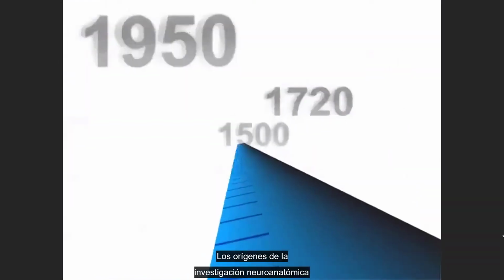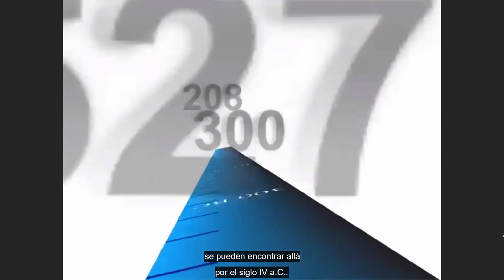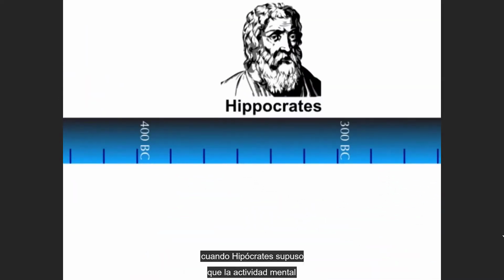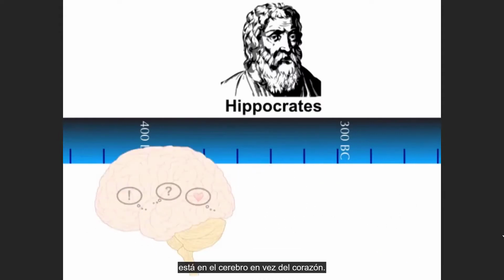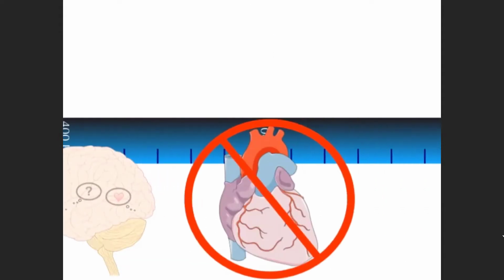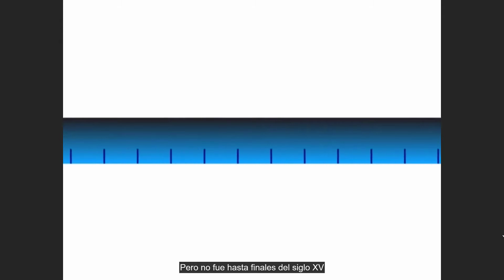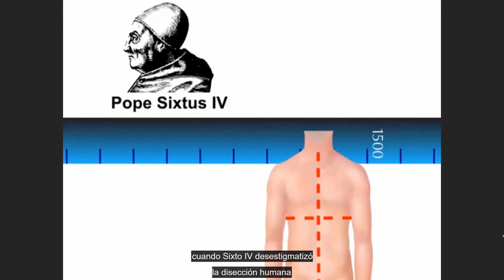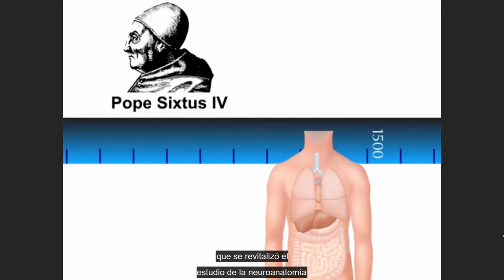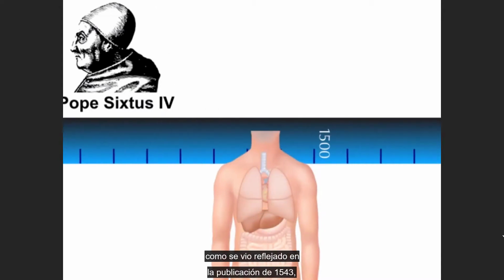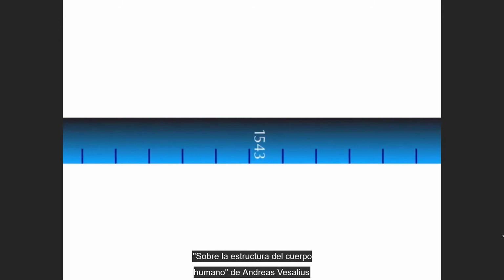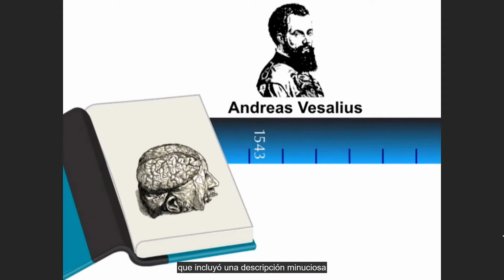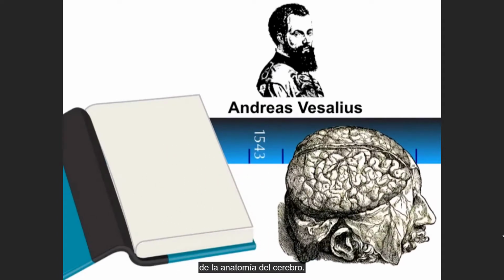The roots of neuroanatomical research can be traced back to the 4th century BC, when Hippocrates hypothesized that mental activity resides in the brain rather than the heart. But it was not until the end of the 15th century, when Pope Sixtus IV destigmatized human dissection, that the study of neuroanatomy was revitalized, as reflected by the publication in 1543 of Andreas Vesalius's On the Workings of the Human Body, which included a detailed account of brain anatomy.